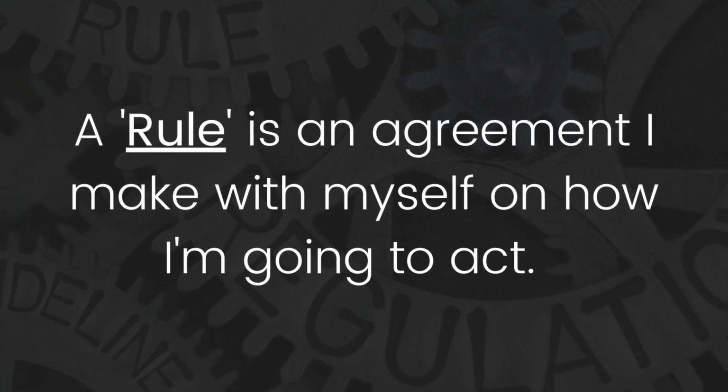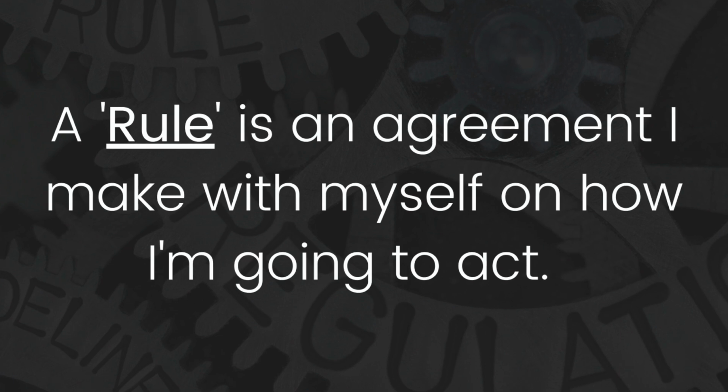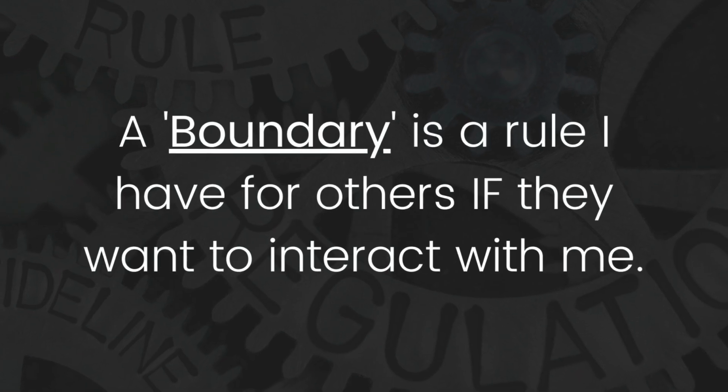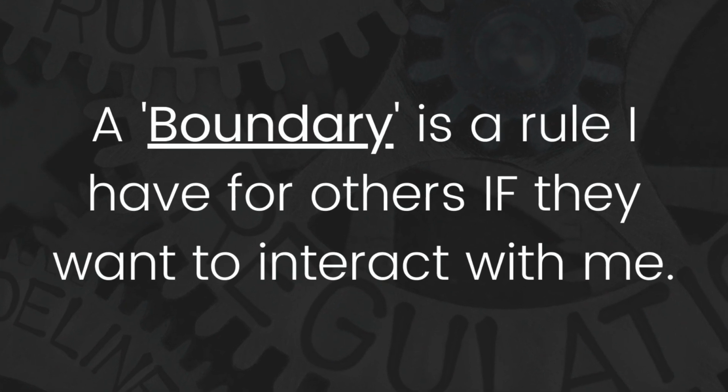Now, before we get too deep into the topic, let's talk about the difference between a rule and a boundary. I'm going to keep it super simple and explain it the way that I define it for my use. A rule is an agreement I make with myself on how I'm going to act in business. A boundary is simply a rule that I have for others on how they get to interact with me.